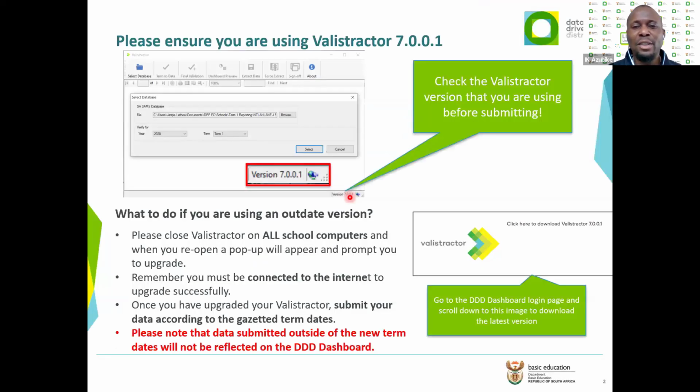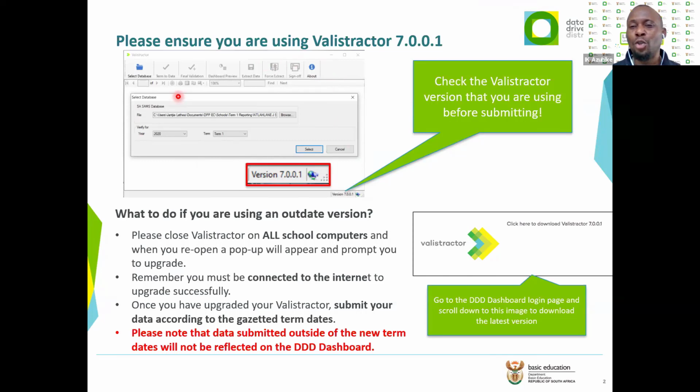And this is just a notice saying that the value structure version update is now available. Colleagues, you'll be able to update your value structure to be in line with the new gazetted term dates. Now, when you look here, you can see the new version. The new version is version 7.0.0.1. This is where you check. This is the value structure for the school users.